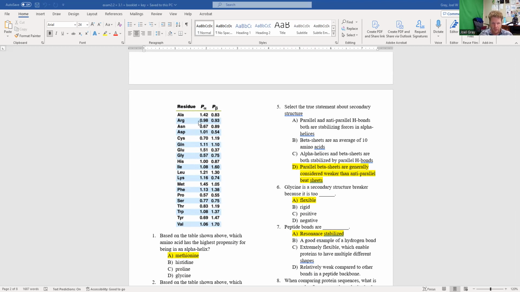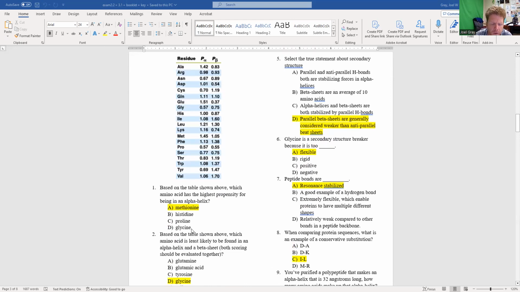being in an alpha helix? So really what we're looking for is the absolute highest number. So 1.42 for alanine, we go up to 1.51 for glutamic acid, keep going. Of the ones that are listed, we've got methionine, histidine, proline, glycine, so it narrows the scope. Methionine is 1.45, proline is 0.57, glycine is 0.57, and histidine is 1.00. So our correct answer is A for that question.